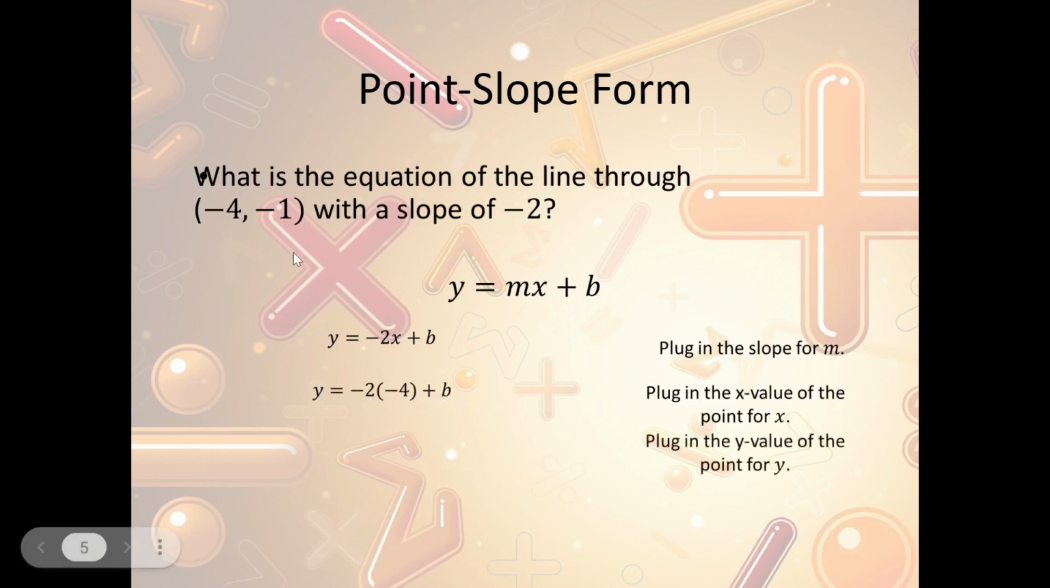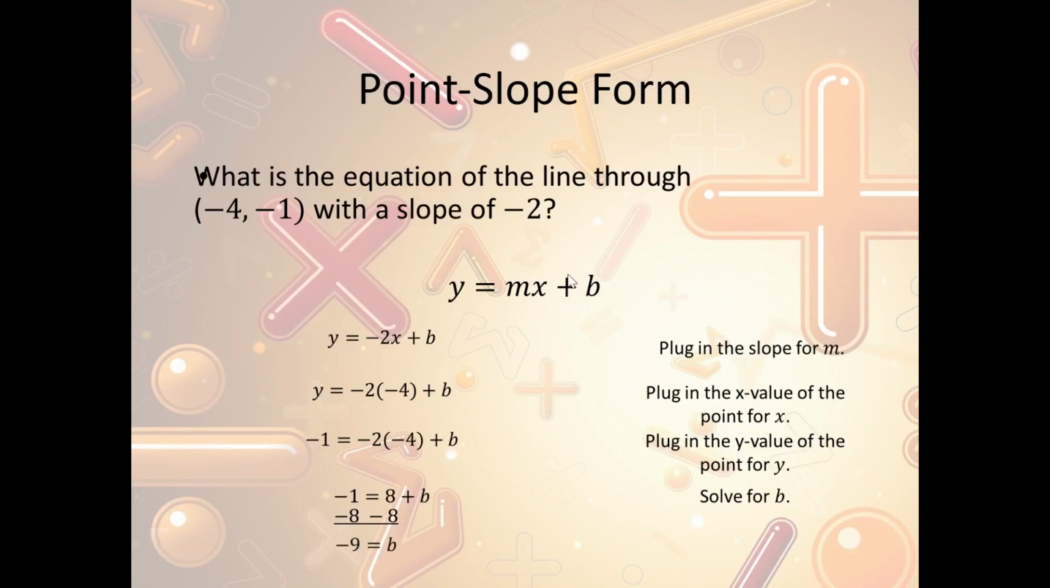Then we plug in our y value. Our y value is negative 1, and that goes in for y. So this is negative 1 equals negative 2 times negative 4 plus b. Now we just solve for b. Well, negative 2 times negative 4 is positive 8. So that's negative 1 is equal to 8 plus b. We're going to get rid of this 8 by subtracting. So we subtract 8 from both sides. And we get negative 1 minus 8 is negative 9. That's equal to b. Now we plug this back into our y equals mx plus b form. Y equals negative 2x. And then our b is negative 9, so it's minus 9.